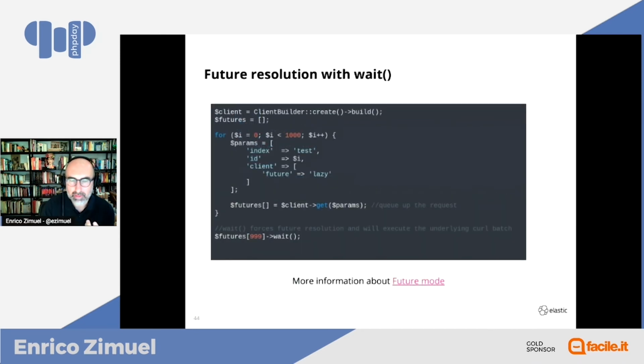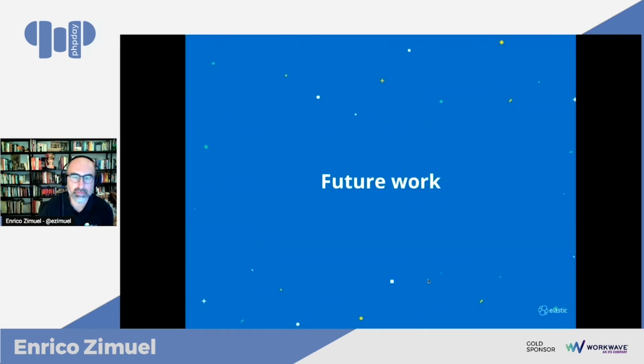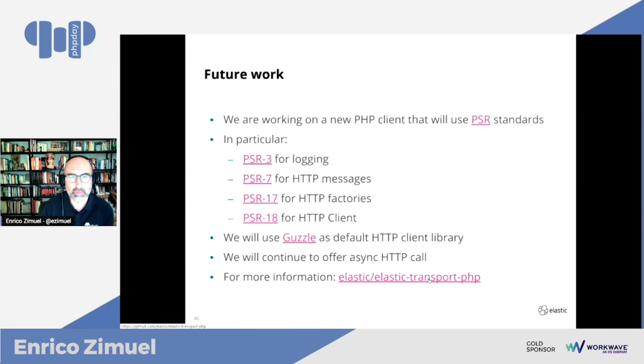We also provide a wait, because imagine that you want to perform 1,000 get operations asynchronously, and you don't want to block. You can perform, for instance, a loop here, performing the get, again with the future lazy. And you can wait, which forces the future resolution and will execute the underlying curl batch. If you're interested, I suggest having a look at the documentation on the future mode of Elasticsearch PHP. Okay, I almost finished.